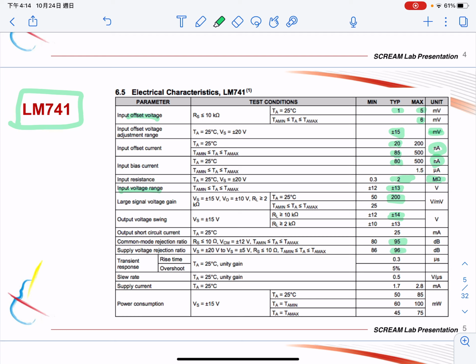The slew rate is not very impressive, only 0.6 microseconds. It's not very big, not very good, but still acceptable. The power consumption is very small, only 60 milliwatts.